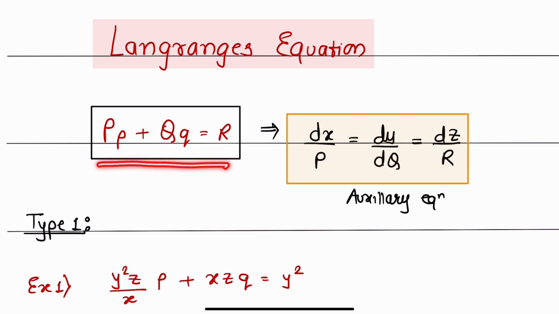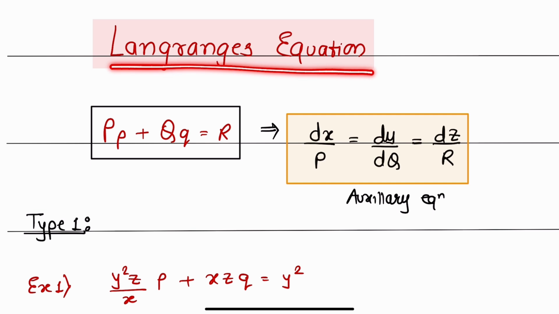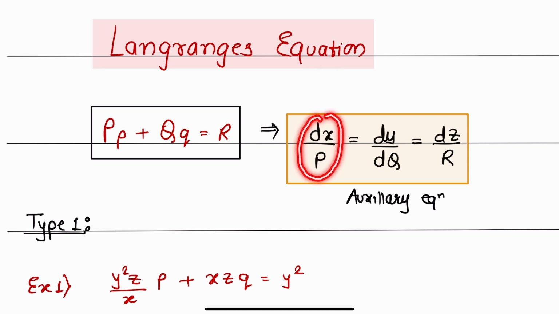Such a form of a partial differential equation can be solved using Lagrange's equation. So what is Lagrange's auxiliary equation? It is dx/P equals dy/Q equals dz/R. Okay, and here this P Q R, this is by mistake, here it is only Q. P, Q, R are the coefficients of small p, small q and this particular R.